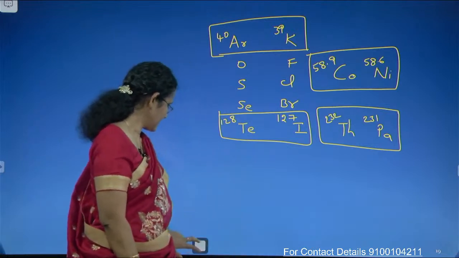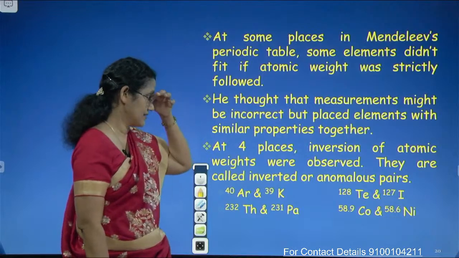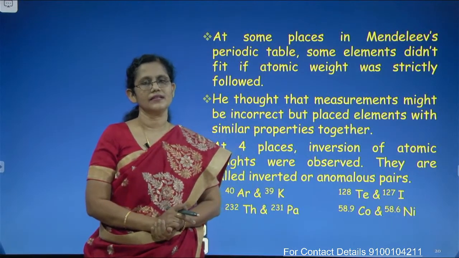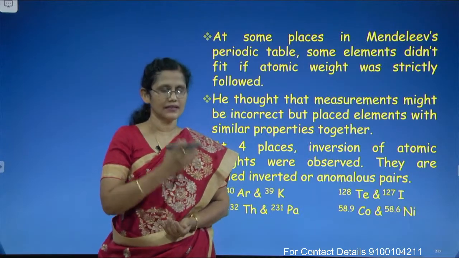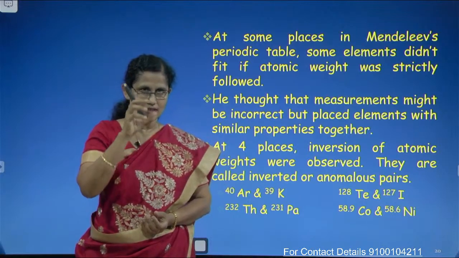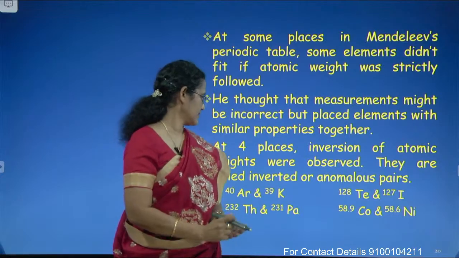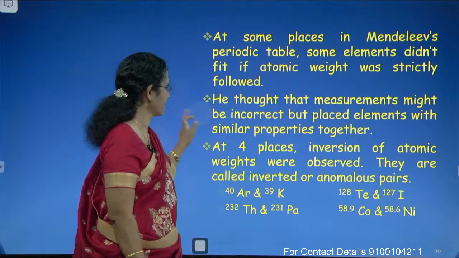So, we are discussing main features of Mendeleev's periodic table. See, when there is a decrease in atomic weight, he thought that first measurements might be incorrect, but he did not rearrange because he considered their properties also. Next, see.